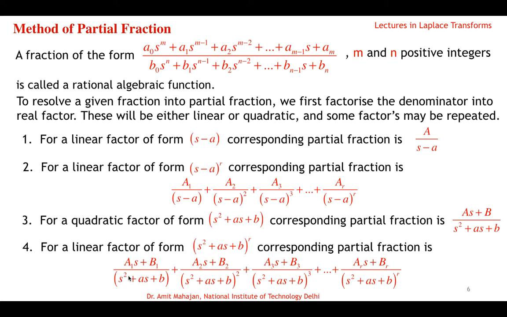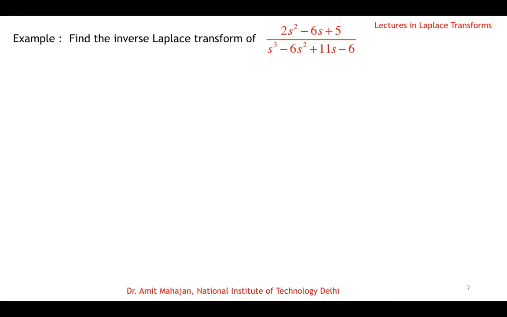Okay, so take for example, find the inverse Laplace transform of the function 2s square minus 6s plus 5 over s cube minus 6s square plus 11s minus 6. Okay, so the Laplace inverse of this directly by any property or elementary result is not known because the denominator is a cubic polynomial. But if we resolve this into linear and quadratic factors and use partial fraction, then we can separate it. Okay, so I'll just do it.